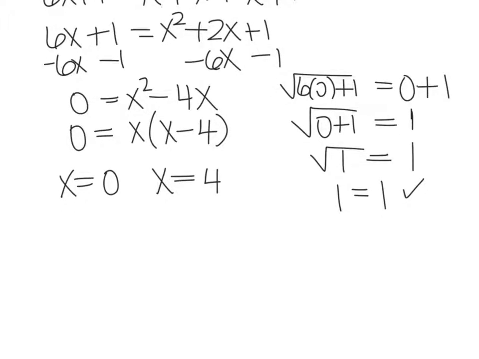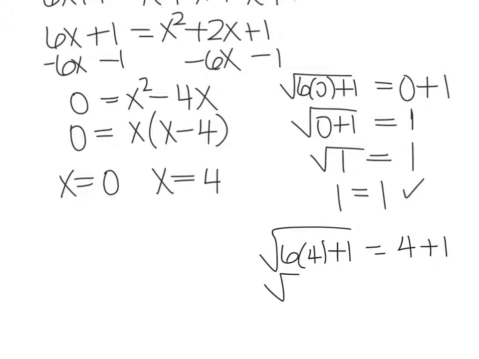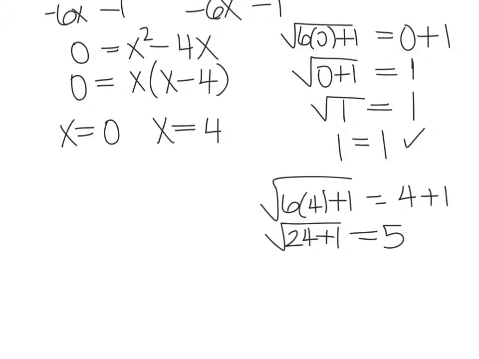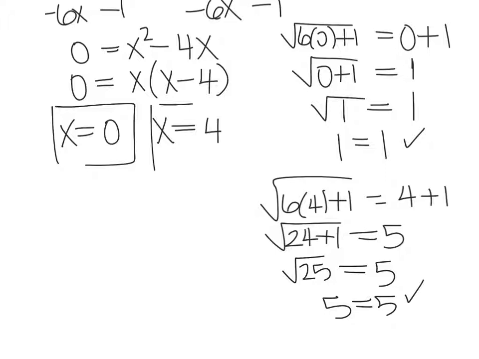Now we need to check to see if 4 is the solution. So 6 times 4 plus 1 underneath the square root equals 4 plus 1. 6 times 4 is 24, so we get the square root of 24 plus 1 equals 5. 24 plus 1 is 25, so we're at the square root of 25 equals 5, and 5 does equal 5. So another true statement, which means both x equals 0 and x equals 4 are solutions to our radical equation.